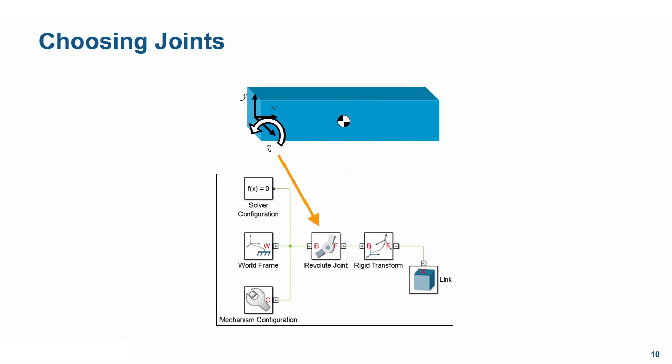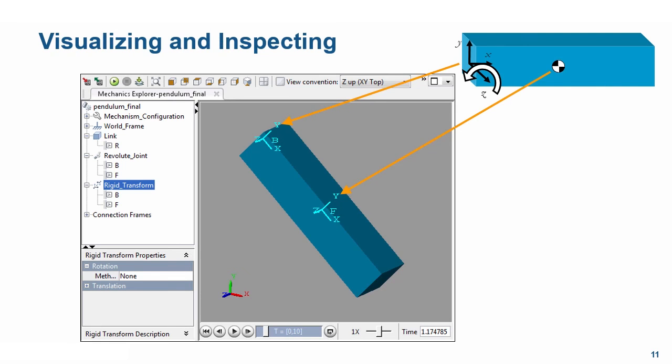Next, we used joints to define the degrees of freedom for the pendulum. Particularly, we used a revolute joint for the single rotational degree of freedom. This defines a rotational motion about the z-axis for the base and follower frames. Finally, we simulated the model and inspected the result using the Mechanics Explorer window. We also talked about how we can control the visualization using the controls here, and the playback animation using the controls here.